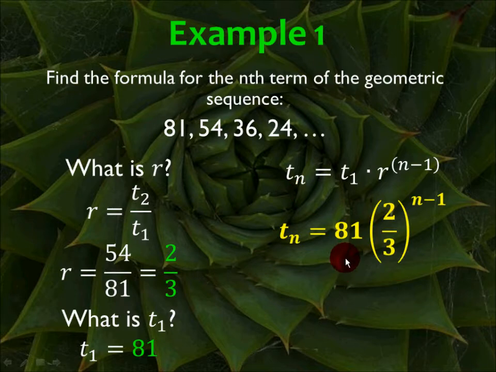All you do now is plug them into this formula and find the formula for Tn. And your answer is 81 times the ratio 2/3 to the n minus 1 power. So, for the nth term of this sequence, you take the first term, which you know, multiply by the ratio to the n minus 1 power. You have to calculate the ratio by taking one term and dividing it by the previous term.